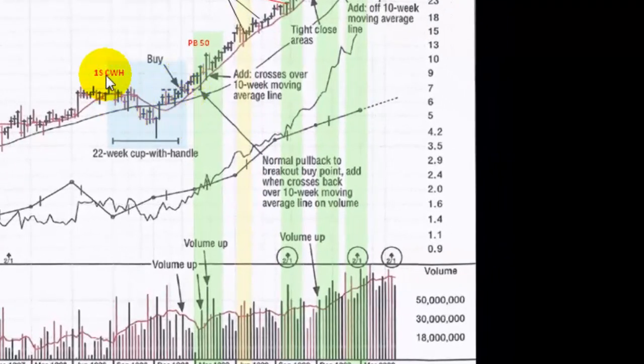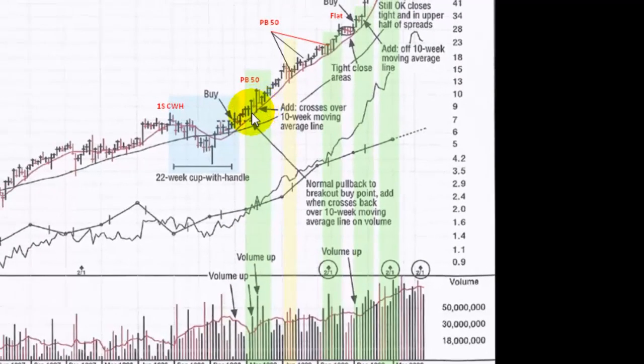So we've got this first stage cup with handle. Well, it's 22 weeks long. It breaks above the buy point, has strong up volume on the breakout. We make our purchase, we've scaled in, so we've got our core position. It starts to run up. It makes a normal pullback to the breakout point, and when it crosses back above, you can add to your position. So here are 2 points.